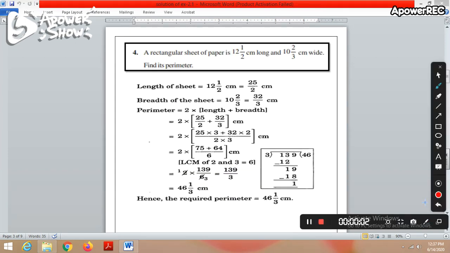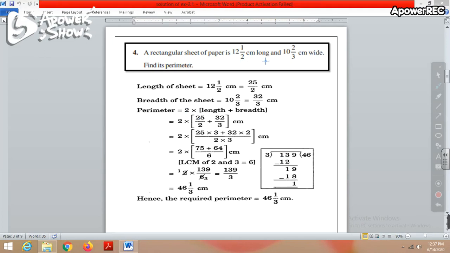Question number 4 of exercise 2.1. It says a rectangular sheet of paper is 12 1 by 2 centimeter long and 10 2 by 3 centimeter wide. Find its perimeter. So a rectangular sheet of paper having length equal to 12 1 by 2 centimeter and breadth equal to 10 2 by 3 centimeter is given, and you have to find out its perimeter. So first of all, just write whatever is given in the above question.